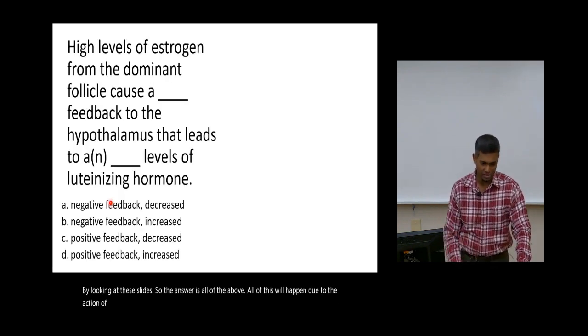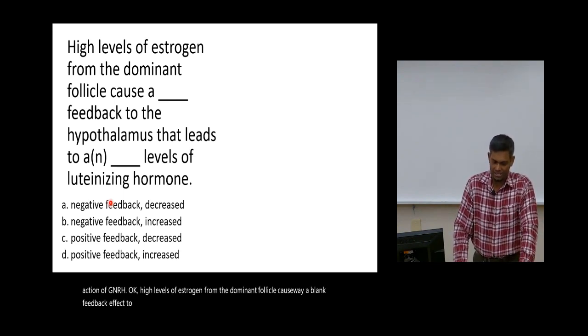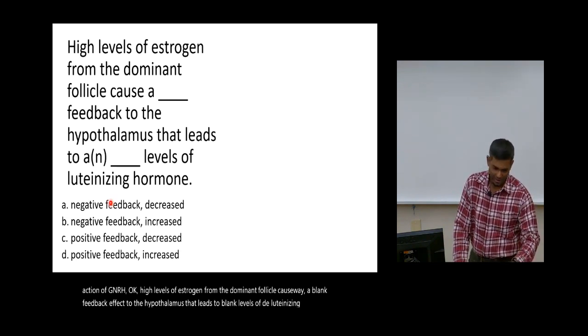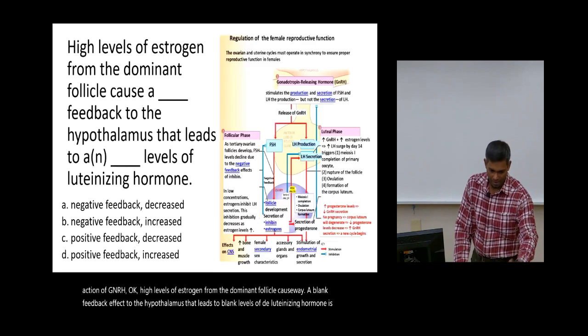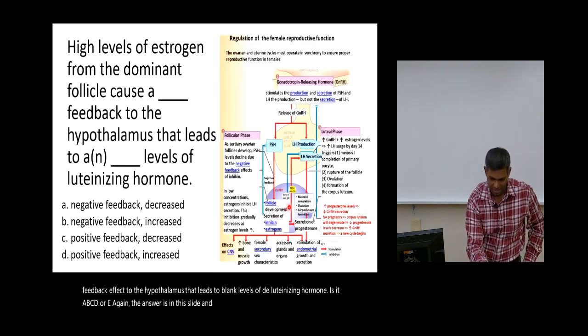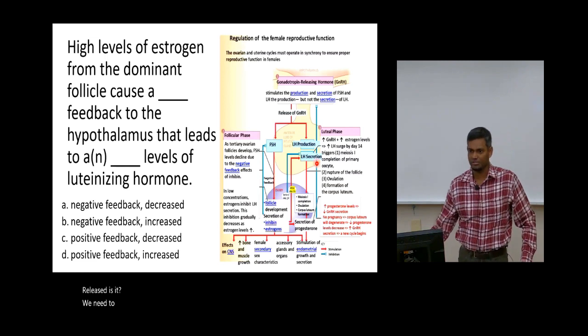Okay, high levels of estrogen from the dominant follicle cause a blank feedback effect to the hypothalamus that leads to blank levels of the luteinizing hormone. Is it A, B, C, D, or E? Again, the answer is in this slide, and I want you to focus on what's happening when estrogen levels are released. Is it going to have a negative feedback effect or positive feedback effect?